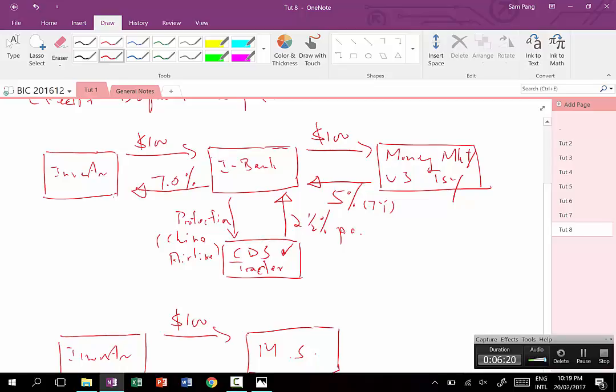But if something did happen, then the CDS protection buyer here has a right to demand that $100 payment, and will then deliver a bond to the iBank, who will in turn deliver that bond to the investor, and they'll tell the investor, well, bad luck, you took an exposure in China Airline, and guess what, they went bust.